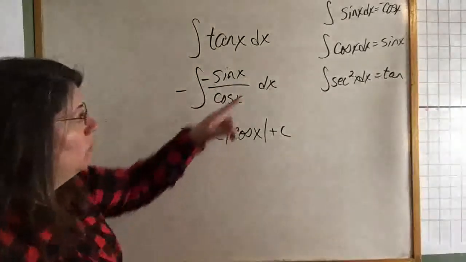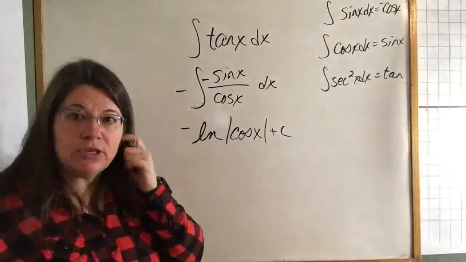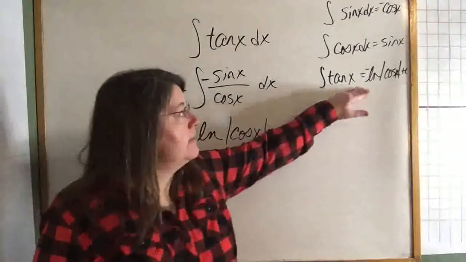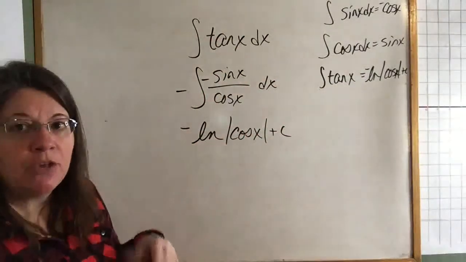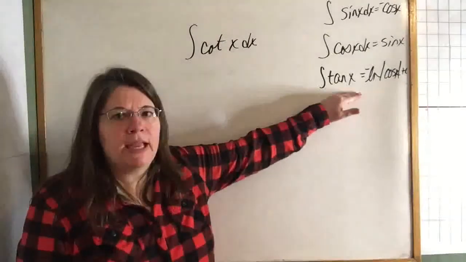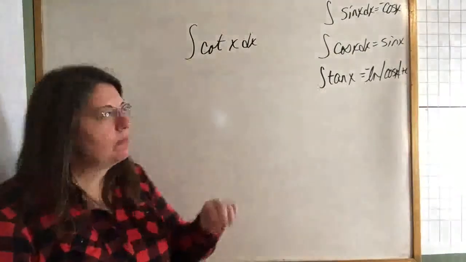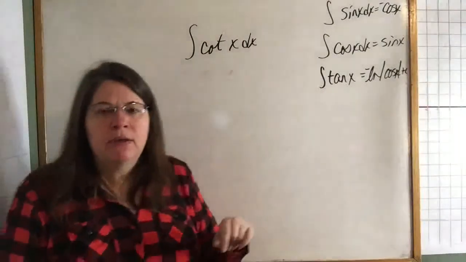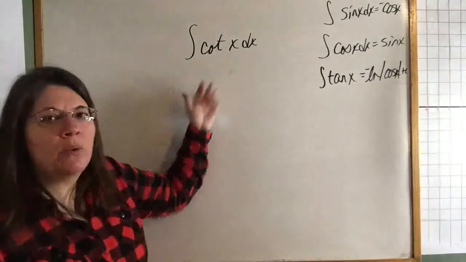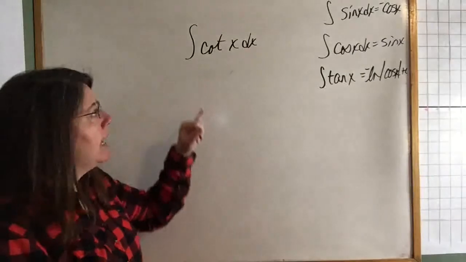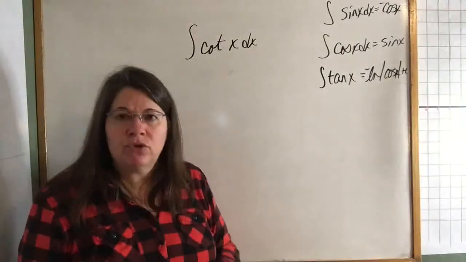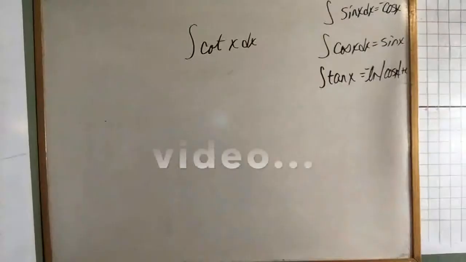So now we have a rule for tangent. If you don't want to memorize this, that's fine. You can do this every single time. So now that we have a rule for the antiderivative of tangent, I want you to see if you can use the same thinking and figure out what the antiderivative of cotangent is. Go ahead and pause the video and see if you can get that, and then I'll show you how to do that in just a few minutes.